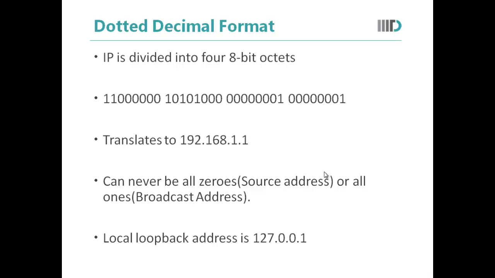One thing to be noted here is that all the bits in the IP address can never be zeros, because that's the address of the source which is sending the data packets, and can never be all ones, because that's the broadcast address. If you send a data packet to the broadcast address, it is sent to all the computers in the network. The local loopback address is 127.0.0.1. It's the local loopback address of your own computer.